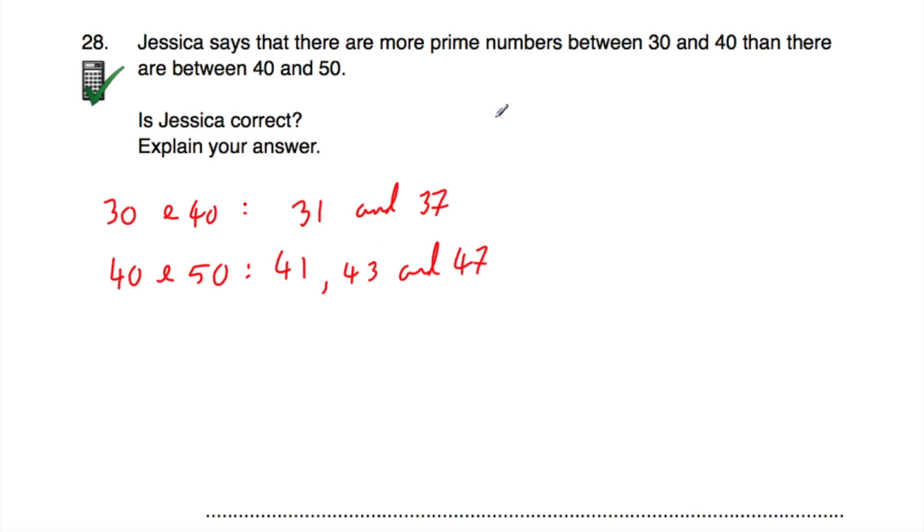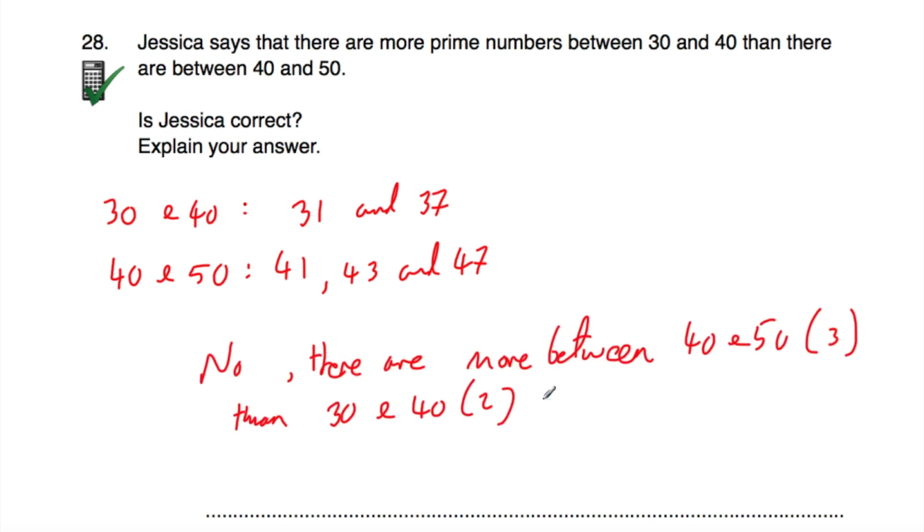Now Jessica says there's more prime numbers between 30 and 40 than there are between 40 and 50. Well, no, she's not correct. There's actually more between 40 and 50 than 30 and 40. So let's write that down. No, there are more between 40 and 50, 3 of them, than between 30 and 40, 2 of them. And that's it.